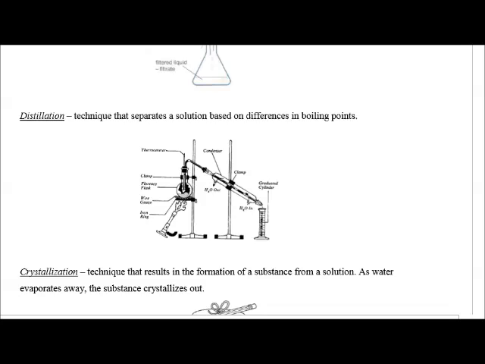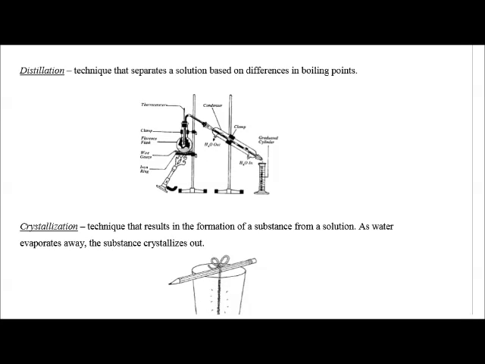Distillation is a process where two liquids can be separated from each other based on boiling points. If one liquid boils at 40 degrees Celsius and the other liquid boils at 100 degrees Celsius, all we have to do is to heat the substance up to something above 40 degrees but below 100. And the 40 degree substance will boil away while the 100 degree substance stays behind.